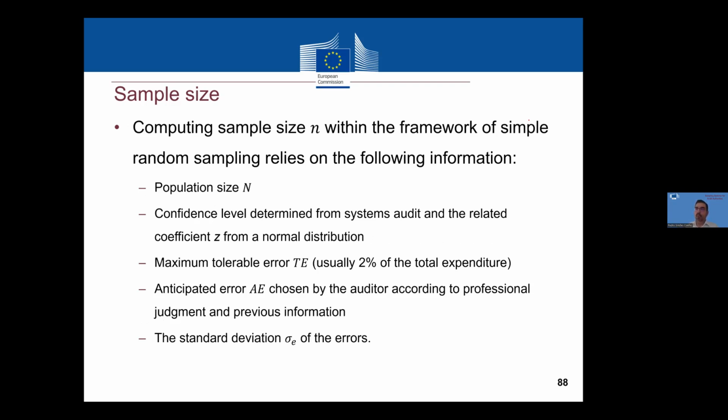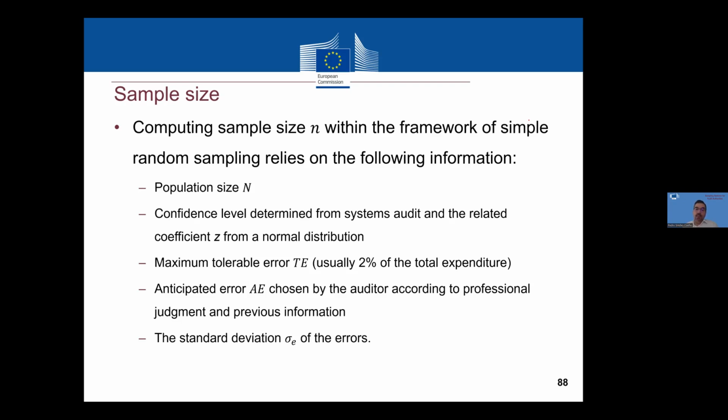The formula for simple random sampling, as you are about to see, involves several parameters. Some of these parameters are absolutely well known, while other parameters have to be approximated using auxiliary information. So what do I need to calculate sample size? I need the population size. I mean, how many operations are there in the population, which is always known.